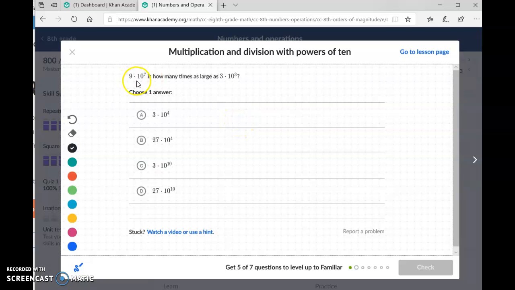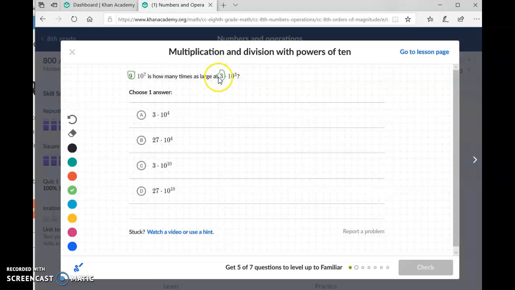Alright, 9 times 10 to the 7th power is how many times as large as 3 times 10 to the 3rd power? It says choose one answer. So what are we looking at here? How much bigger is this than this over here? This is what I'm going to do first. I'm going to look at those numbers right in front of 10 to whatever power. So 9 and 3.